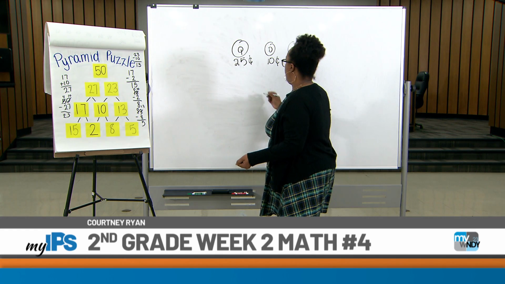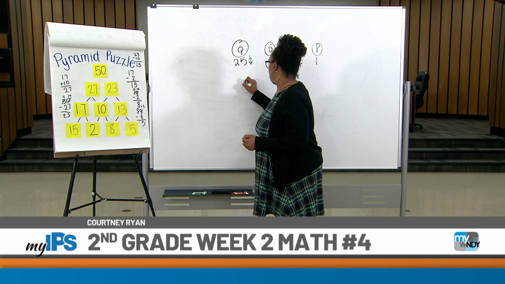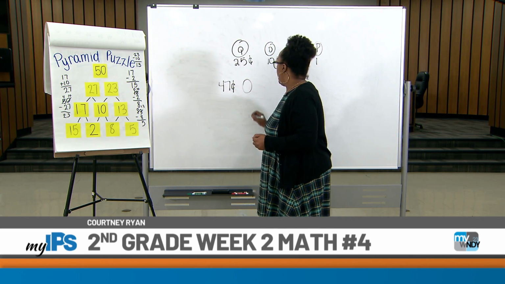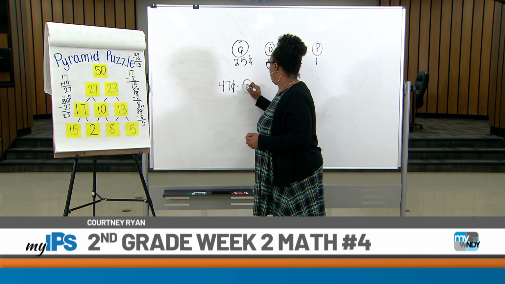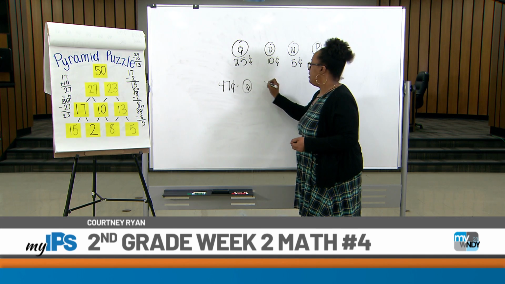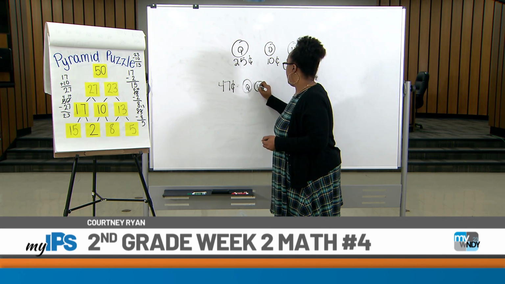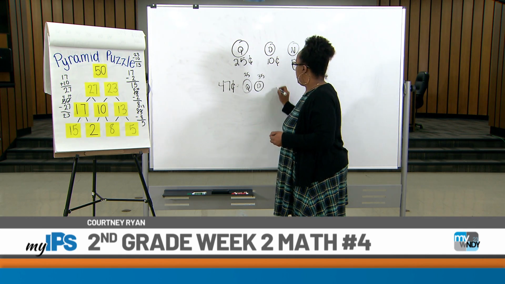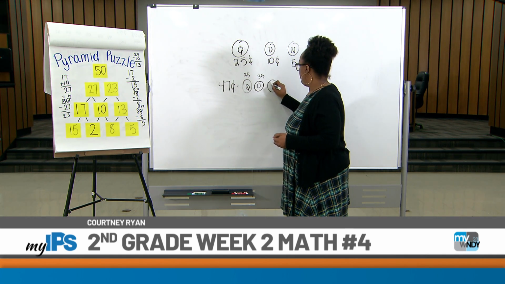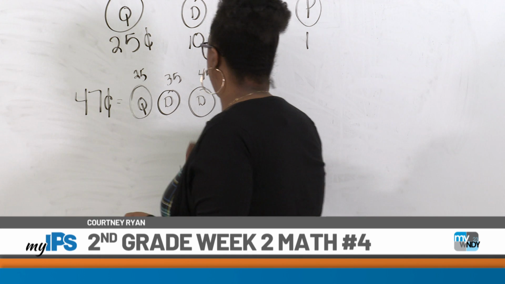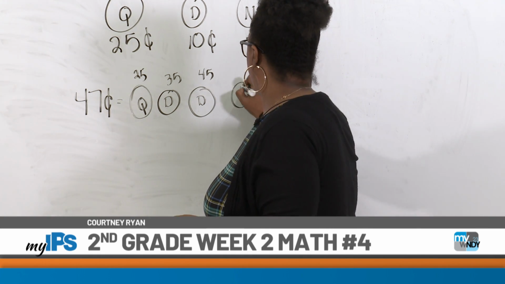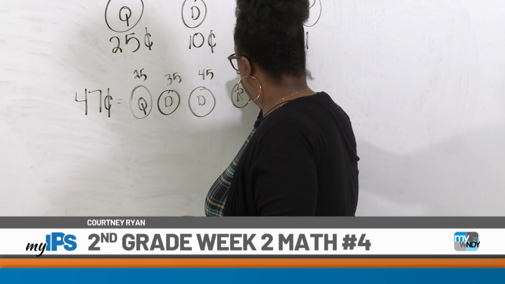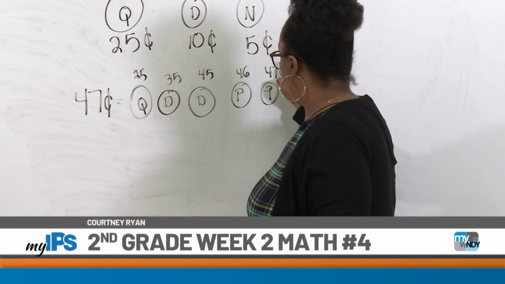Let's see. I know I can use a quarter. Let's write my amount here. I know I can use a quarter, so I'll put that there. I'll use a dime. So I'm at 25, 35 cents. I'll use another dime. That'll bring me to 45 cents. And then I just need 2 pennies to get to 47 cents.